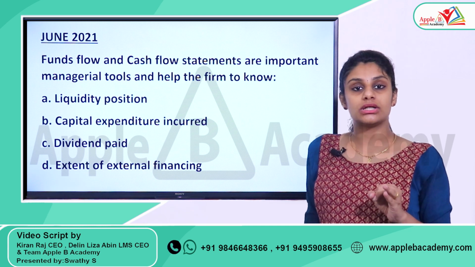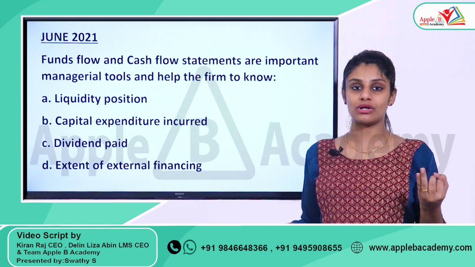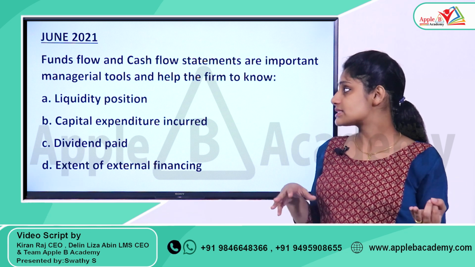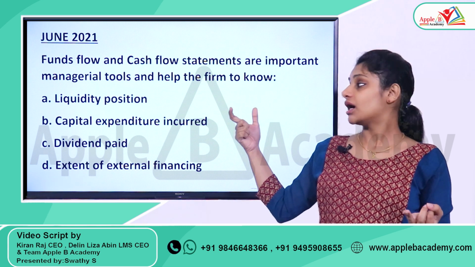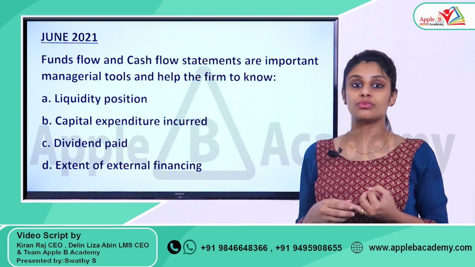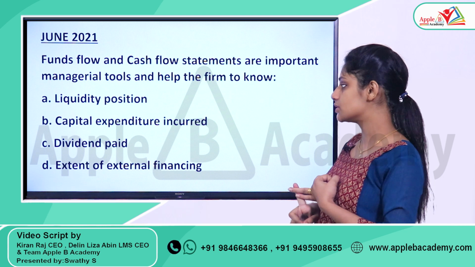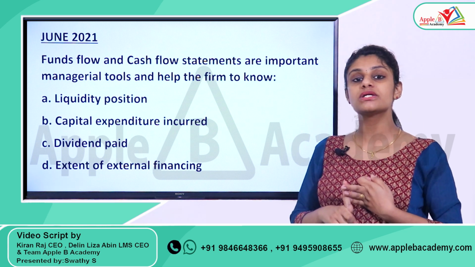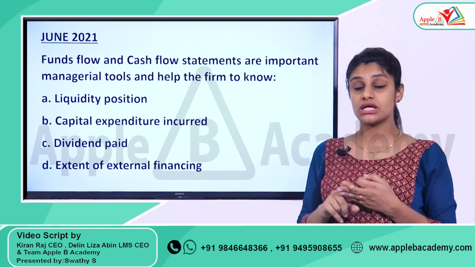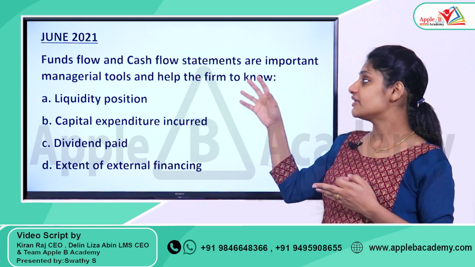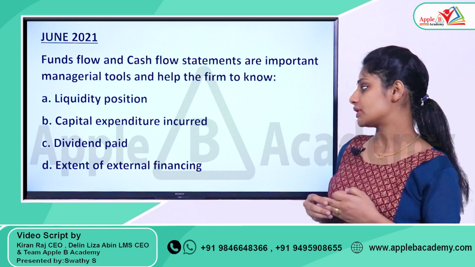And capital expenditure incurred. Yes, we know that here we are considering how much amount you used for purchasing a particular fixed asset, and in both cash flow and fund flow we are considering it. In the cash flow statement, we include it under the head of investing activity, right? So capital expenditure incurred is also included. Dividend paid is also very important, right? In the cash flow statement, it comes under financing activity, and in the fund flow statement, we know that it is one of the applications of fund. So that is also correct.